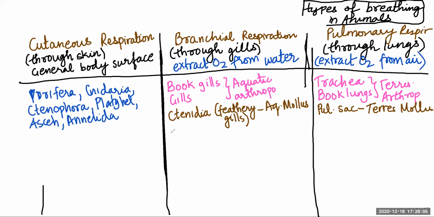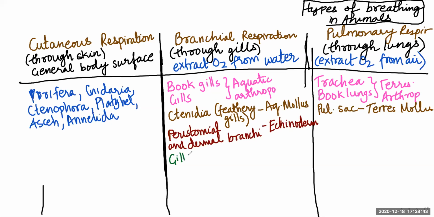मोलस्का के बाद एकाइनोडर्माटा. एकाइनोडर्माटा में क्या है? पेरिस्टोमियल around the mouth and dermal gills. Peristomial and dermal branchi or gills. This will be found in echinodermata. All echinodermata are aquatic only. Then there is hemichordata. Hemichordata also have simple gills. Gills are found in hemichordata.